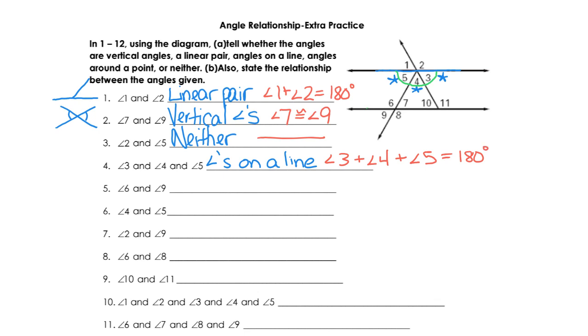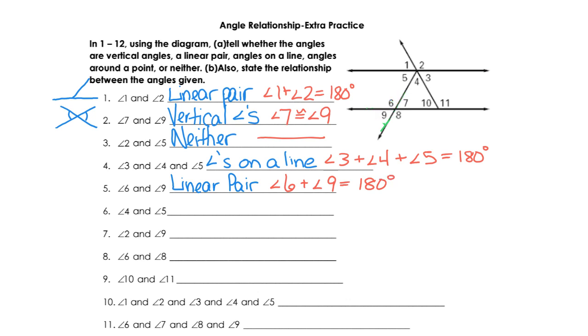Okay, number 5. They're saying angle 6 and angle 9. All right. Everybody see this line separating in between? If I go from angle 6 all the way to angle 9, there's that half circle again, and this time there are 2 of them, and so we can go ahead and call these a linear pair. And because they form that half circle, we know that they add up to equal 180, so we're going to say angle 6 plus angle 9 is equal to 180 degrees.